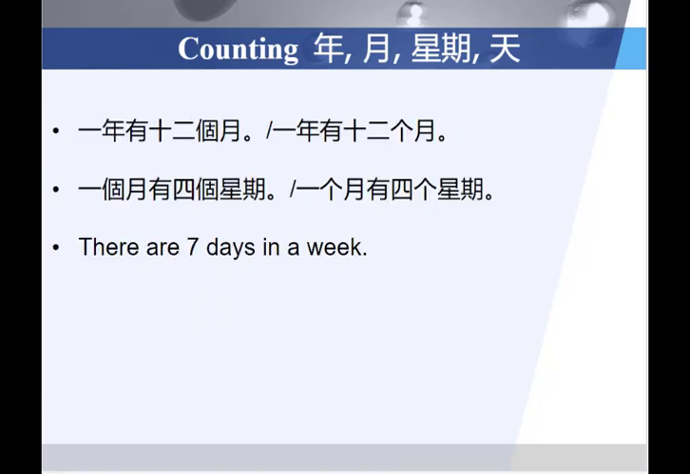Now let's take a look at some sentences. 一年有12个月。1 year has 12 months. In other words, there are 12 months in a year. 一个月有4个星期。There are 4 weeks in 1 month. Why don't you try this one? There are 7 days in a week.